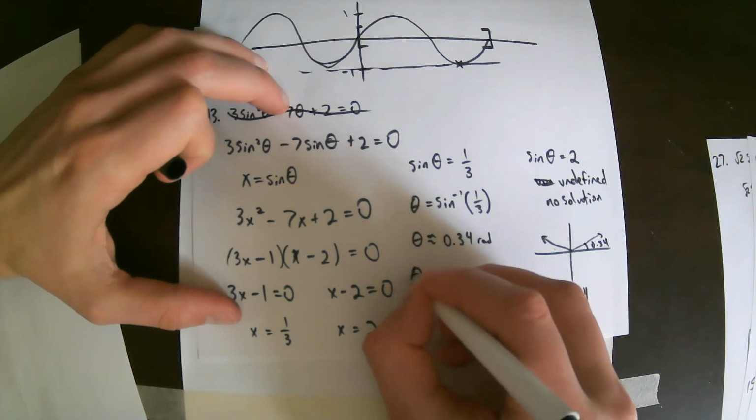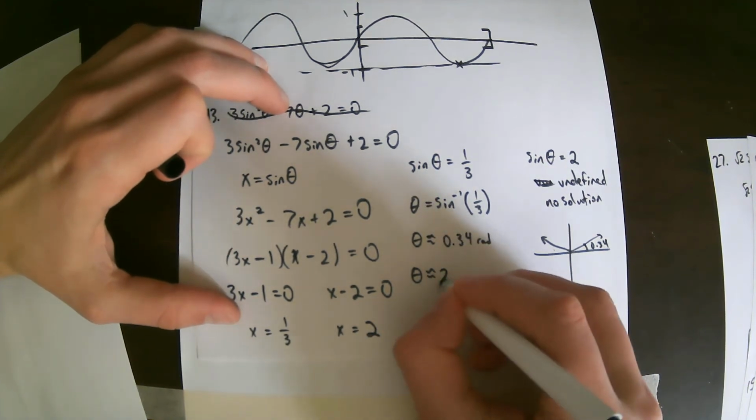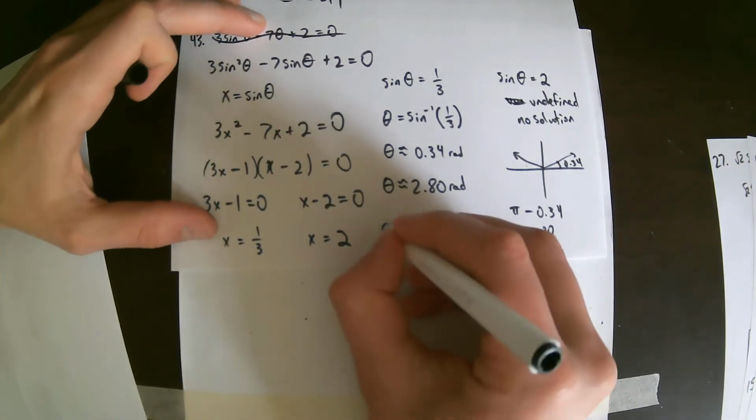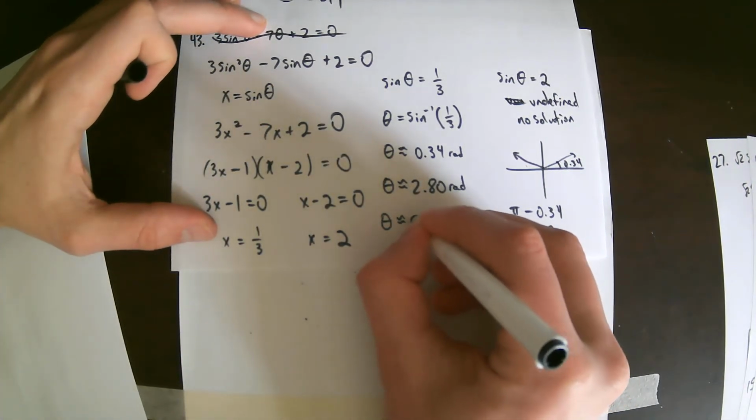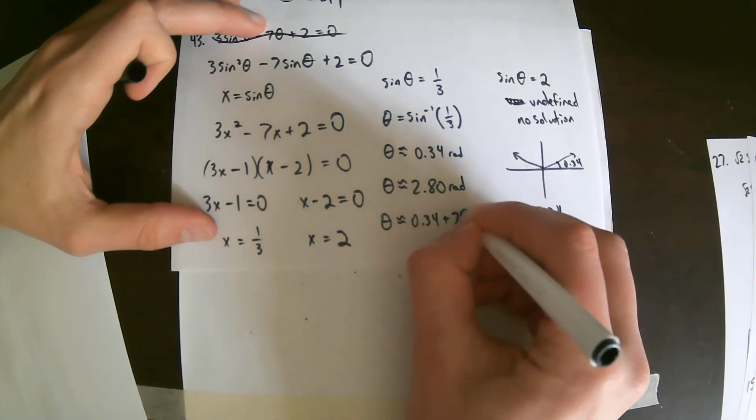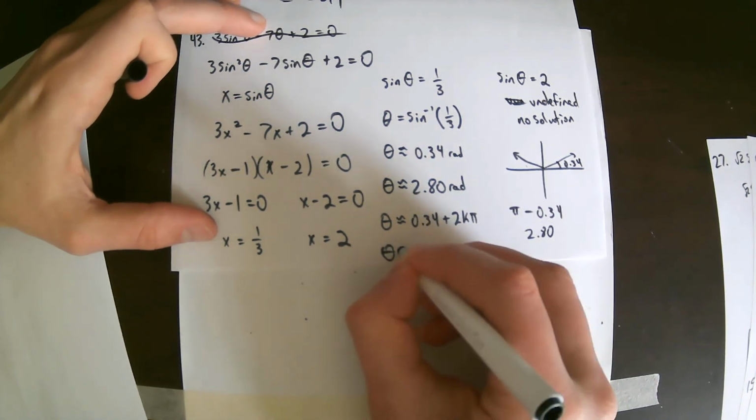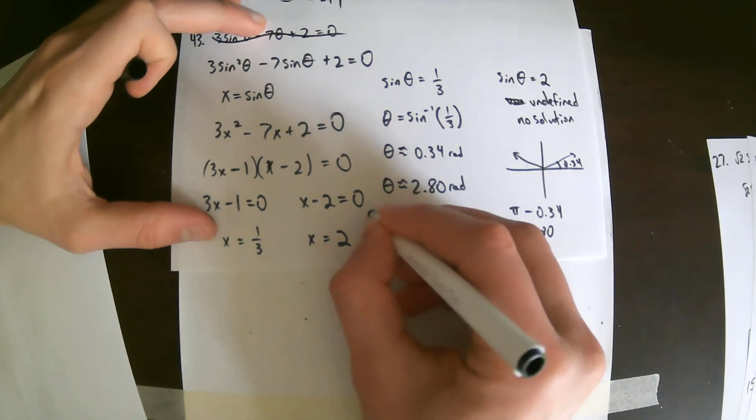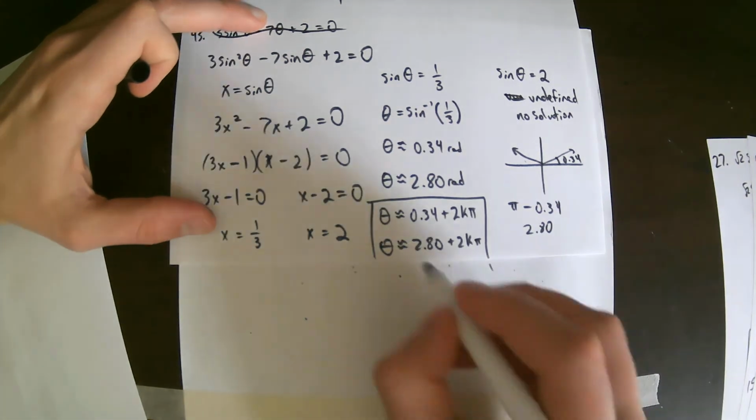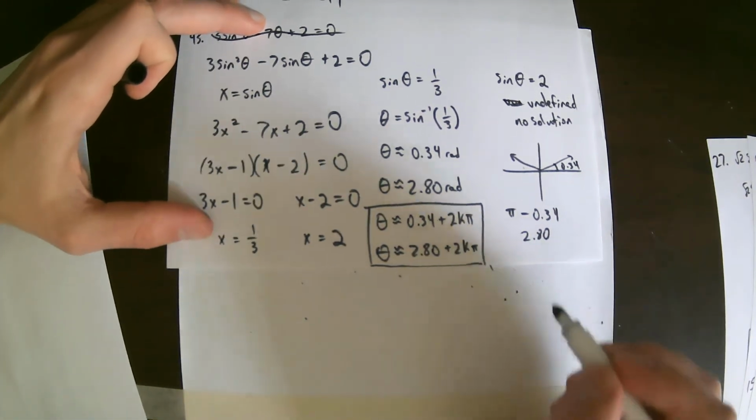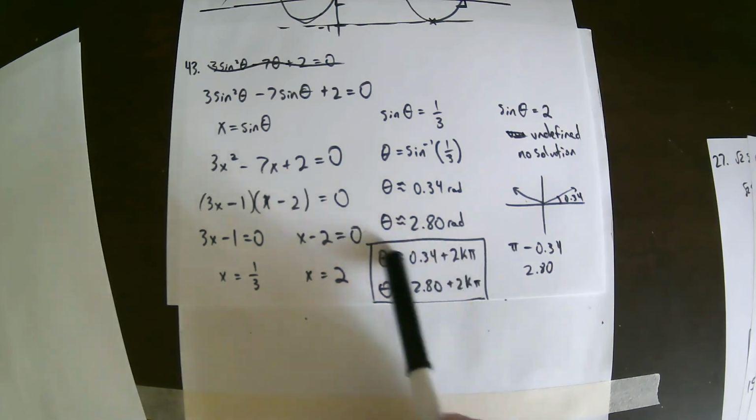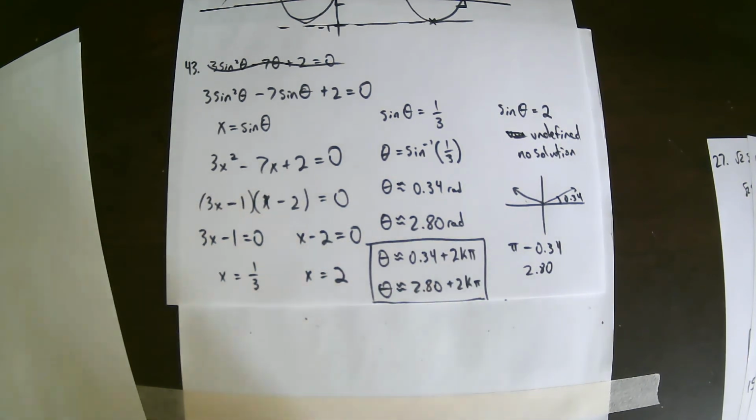So the other base angle is 2.80 radians. So my final answers will be theta is approximately 0.34 plus 2k pi, and theta is approximately 2.80 plus 2k pi. There we go. Those are my 2 base angles, and then my infinitely many solutions for each, infinitely many rotations for each one.